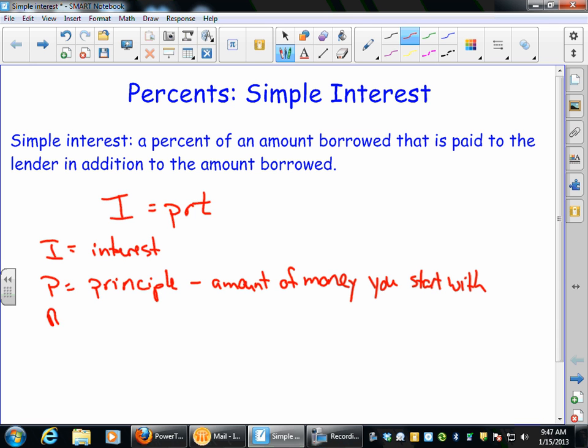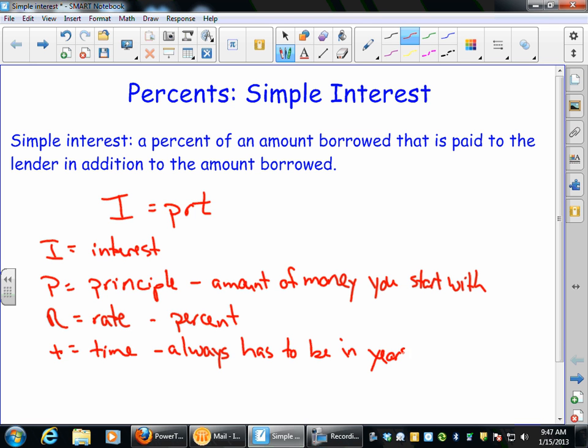Then R stands for the rate. That's your interest rate, what they call it, and that's your percent. That's the percent actually you're paying back. T is for time, and the time always has to be in years. So if they give it to you in months, you'd have to change that to what part of a year it is. It would be a fraction.